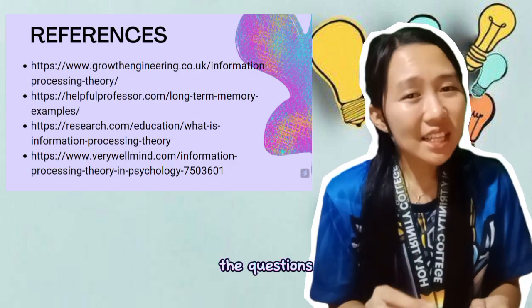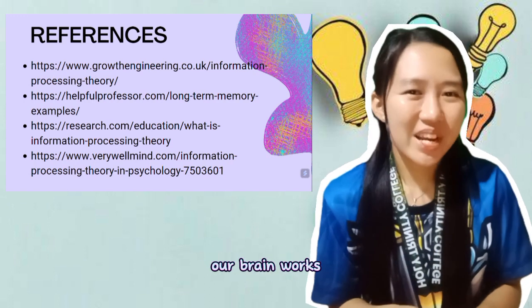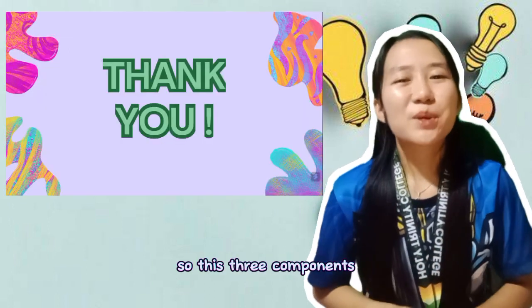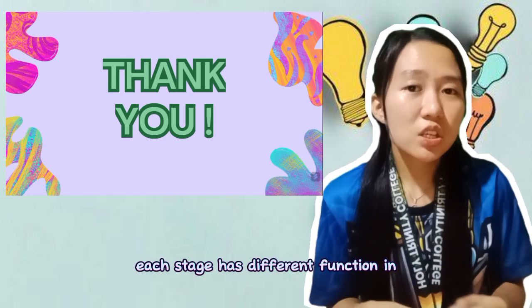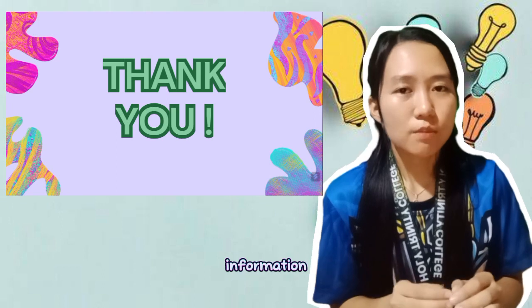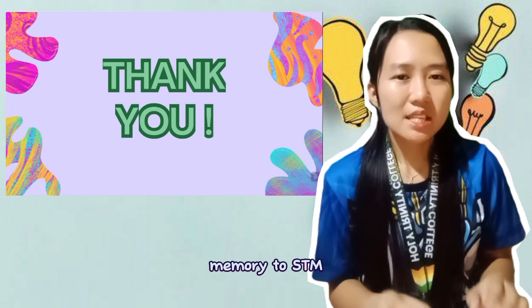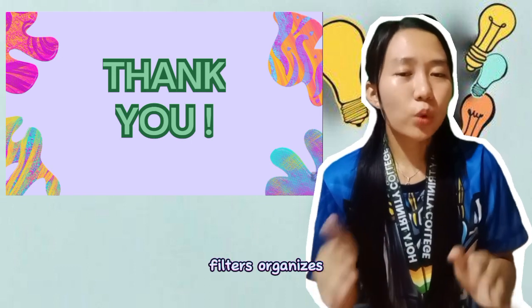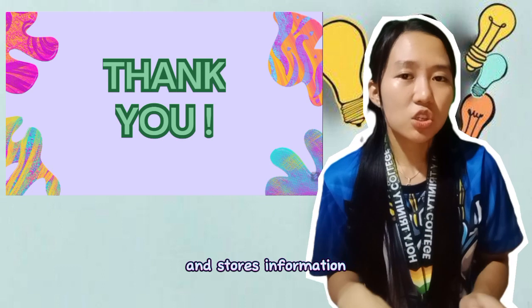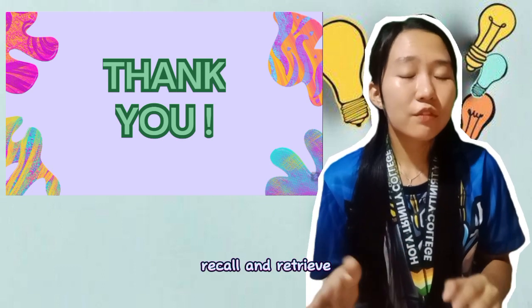Now, did it all answer the questions I asked earlier? And yes, that's how our brain works. These three components are separate and sequential. Each stage has a different function in the effective processing of information. As we progress from sensory memory to STM and then to LTM, our cognitive system filters, organizes, and stores information, allowing us to efficiently learn, recall, and retrieve knowledge.